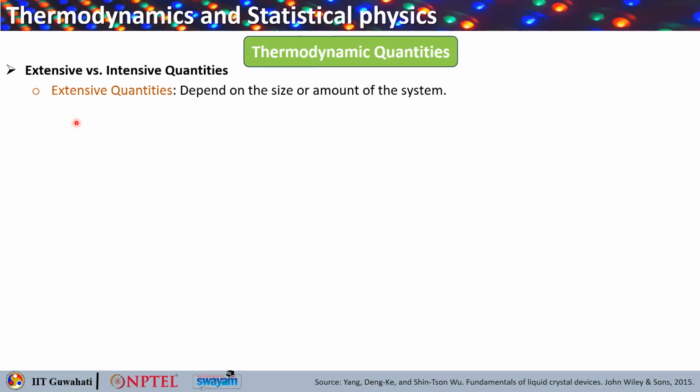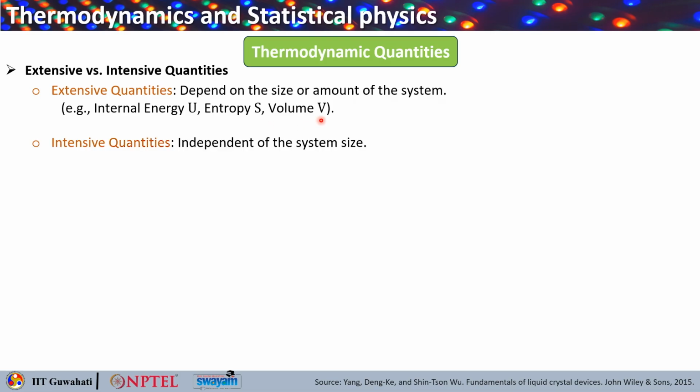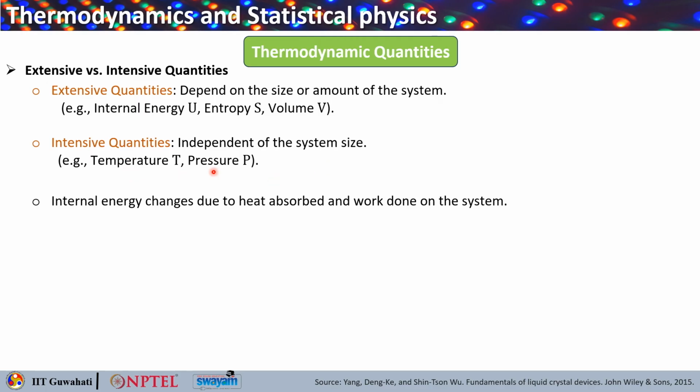So, other important parameters are the extensive versus intensive quantities. When you say extensive quantities, that basically depend on the size or the amount of the system, something like internal energy U, entropy S, volume capital V. Intensive quantities are basically independent of the system size, something like the temperature capital T and pressure capital P.